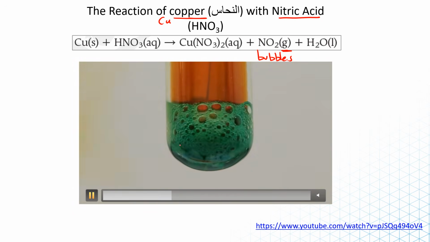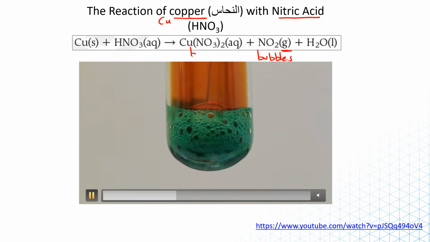The blue color or the blue-green color that's being produced is the ionic compound in an aqueous solution, CuNO3. Okay? See the blue color? This is CuNO3, the bubbles are NO2, and H2O is the liquid you have here. Okay?